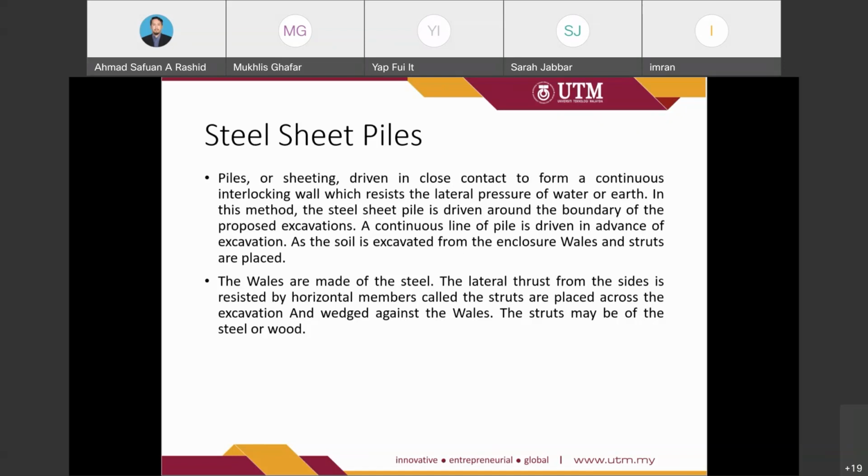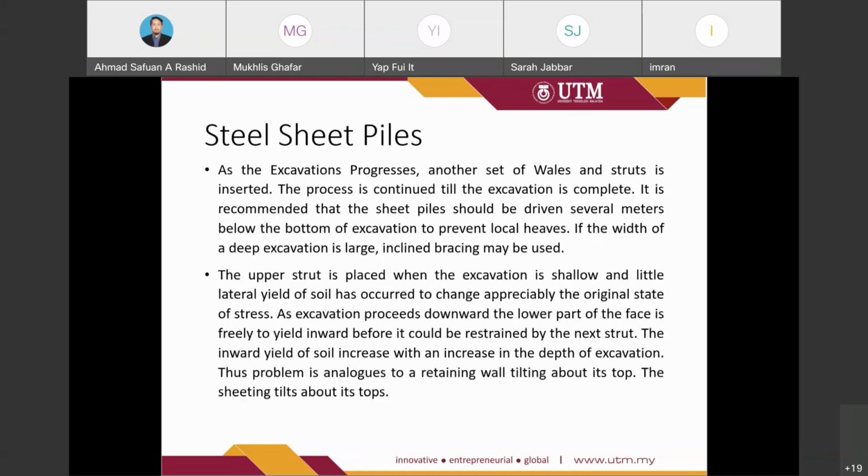So I guess it is the same approach as the timber sheet system. As the excavation progresses, another set of wale and strut is inserted. So this is the step. The process is continued till the excavation is complete. It is recommended that sheet pile should be driven several meters below the bottom of excavation to prevent local heaves. If the width of the deep excavation is large, inclined bracing may be used. Same as the timber type, they call them rakers.